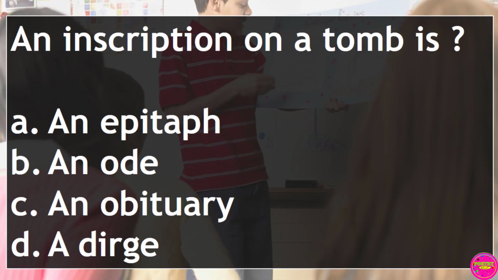An inscription on a tomb is A, an epitaph, B, an ode, C, an obituary, D, a dirge. The correct answer to this question is A, an epitaph.